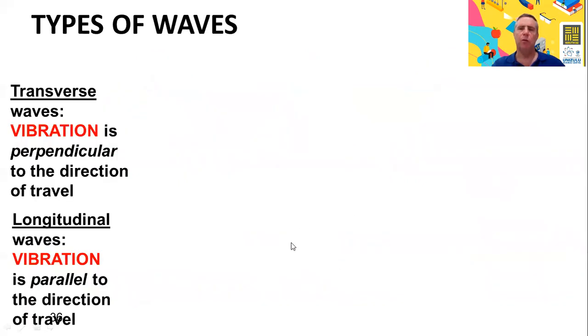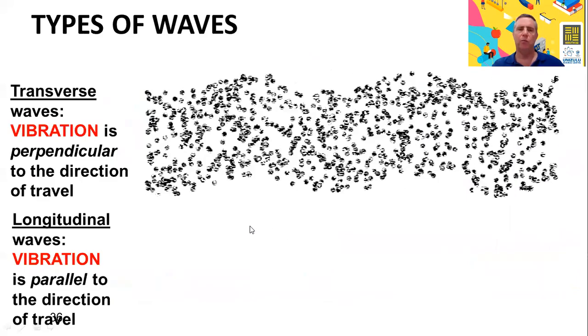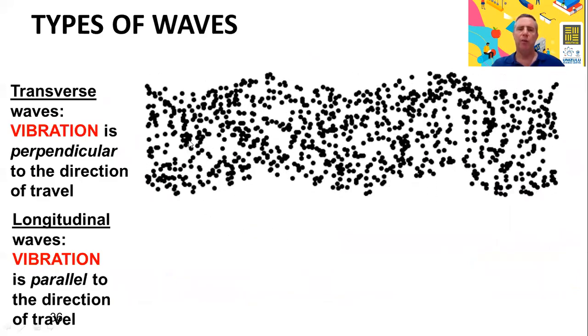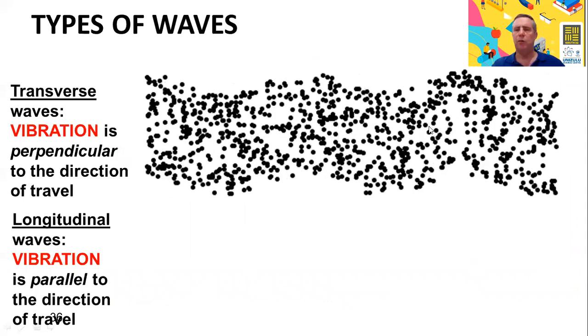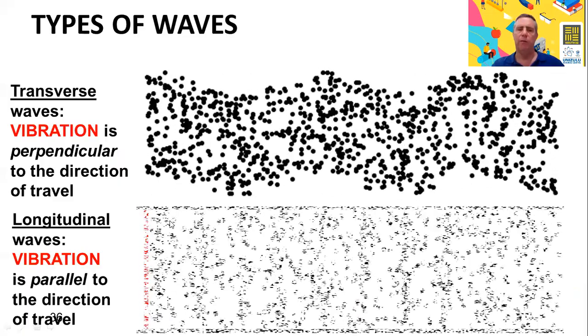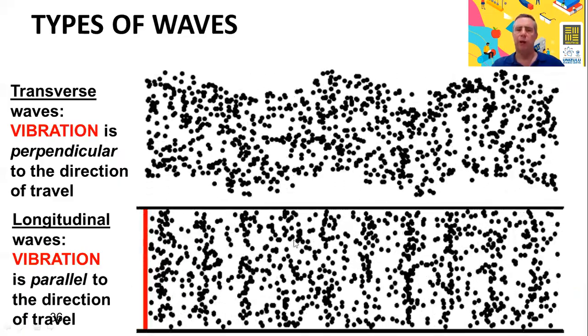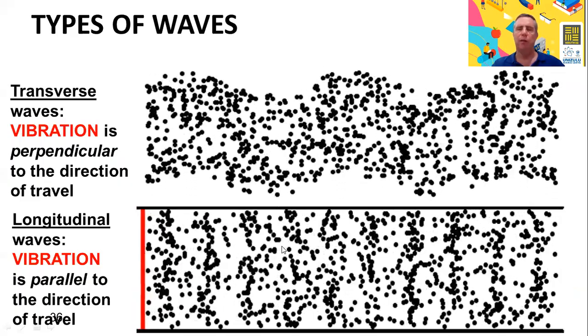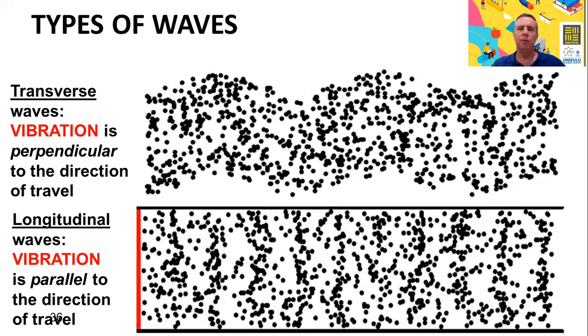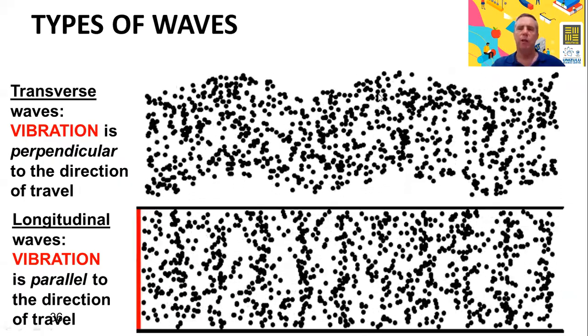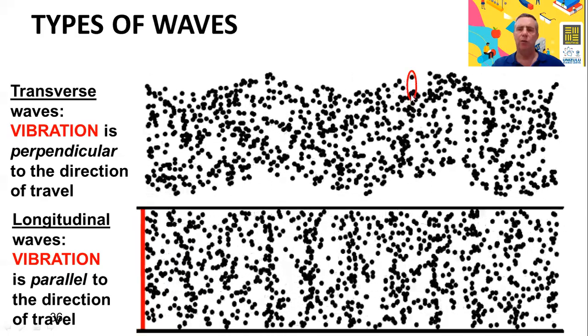Now it's quite useful to look at an animation which helps us compare these waves. In a transverse wave, you can see that the vibration is up and down, and it's perpendicular to the direction of travel, which you can see is left to right. In a longitudinal wave, the vibration is left and right, and it's parallel to the direction of travel. Now, sometimes it's a little bit difficult to see that these dots are only moving up and down in the transverse wave. So let me help you to focus your eye on just one dot.